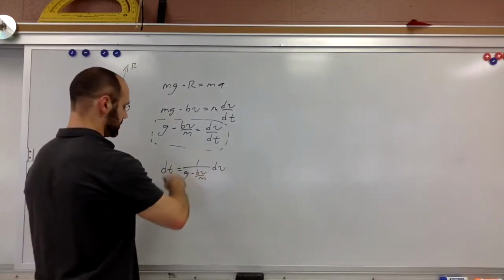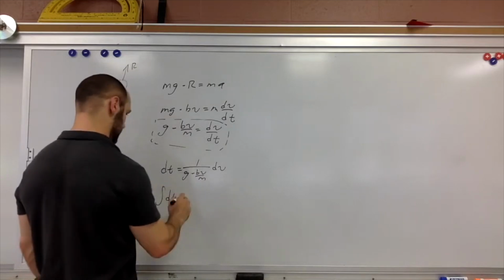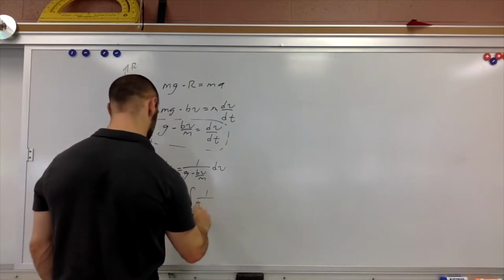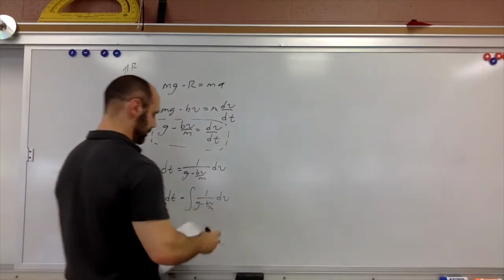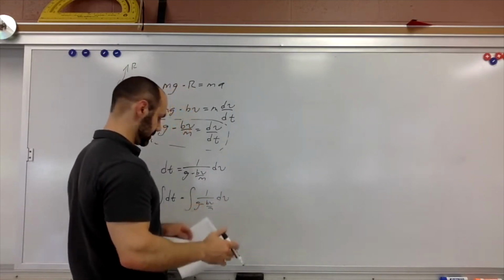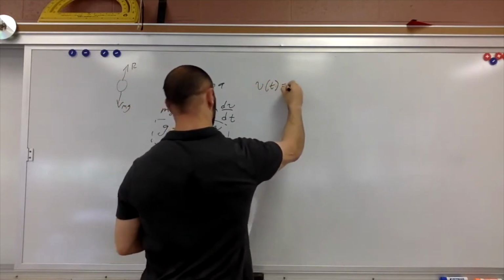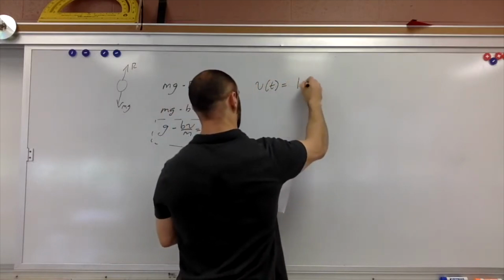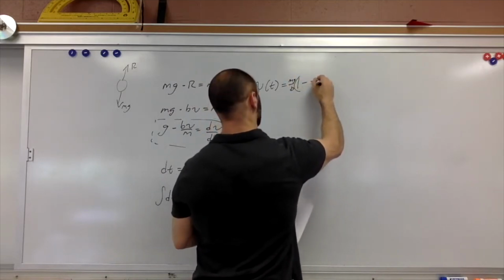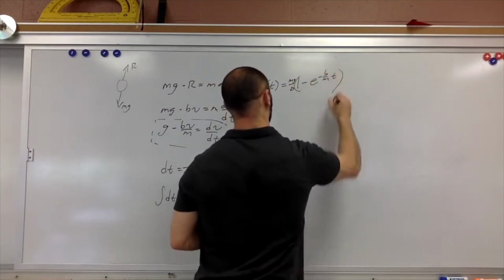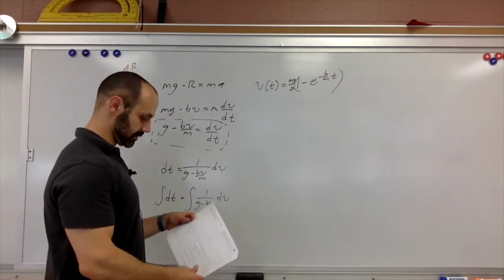If I were to solve this differential equation, I integrate both sides. So integrate this side dt, integrate this side. Then what I would end up with is what we have on the next side. All right, that v(t), v is a function of time, is mg over b times (1 minus e to the negative b over m times t). And we're going to see that form of the equation again and again and again. So get used to it.